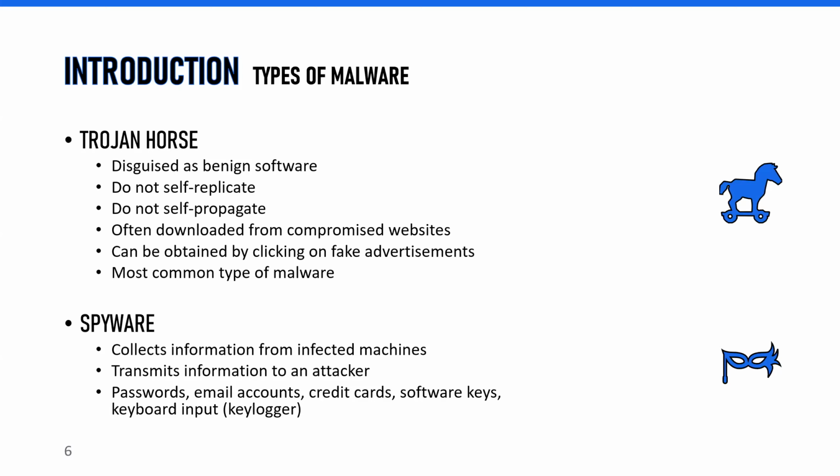Spyware is particularly concerning. It's used to obtain information and profit from a user. It records information about your computer use and sends it to an attacker. So this can be any number of things, but usually passwords, emails, payment methods, etc.